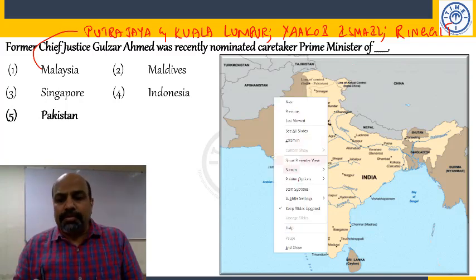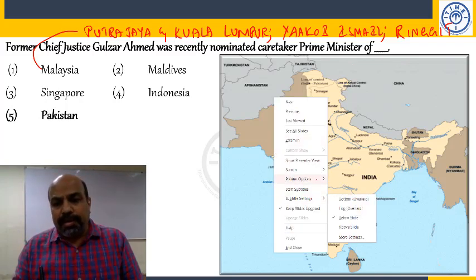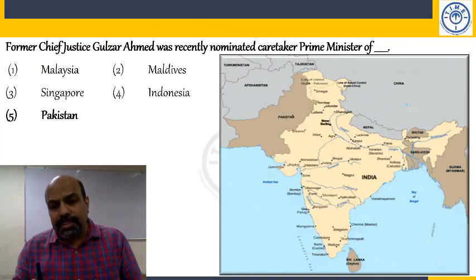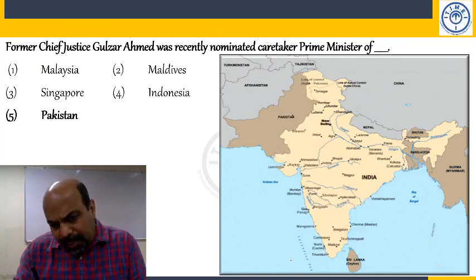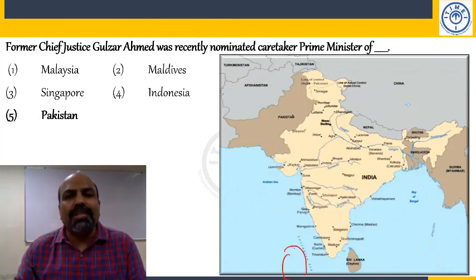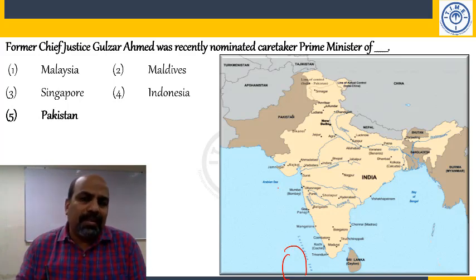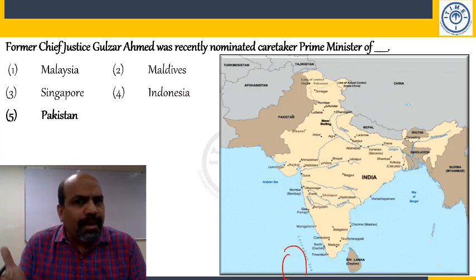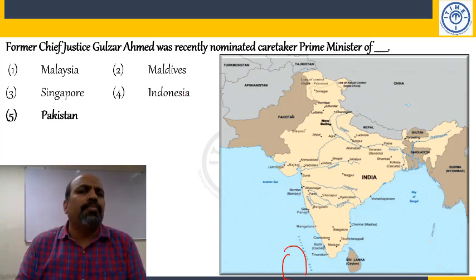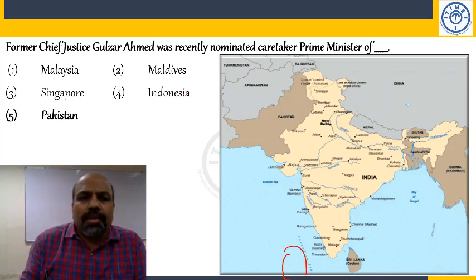Let's look at Maldives now. Where's Maldives? While we can't find Malaysia in this map, we certainly can go slightly down here. You'll find Maldives. It is the smallest country in Asia. It's about 298 square kilometers. That would make it the smallest country in Asia, I think, both by area and by population.